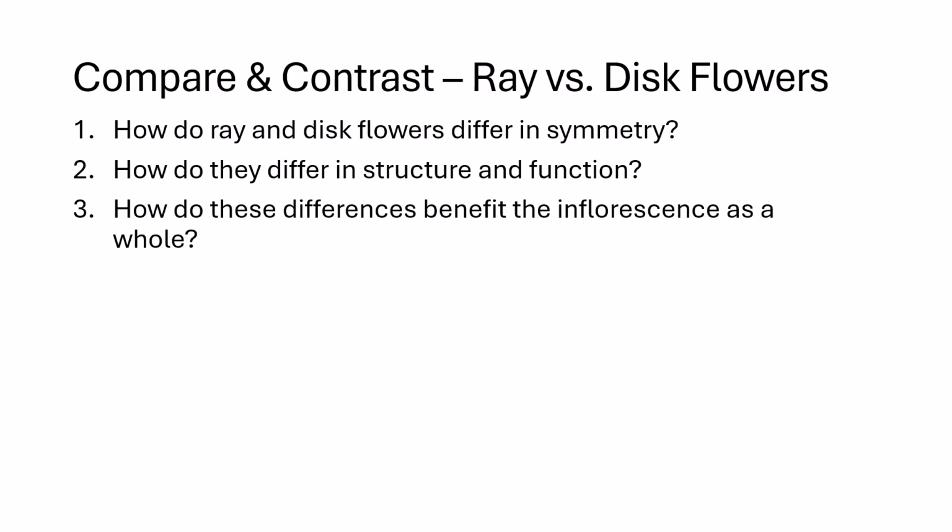Now compare ray and disc flowers. How does their symmetry differ? How does their structure differ? What role do ray flowers play? Primarily attraction. What role do disc flowers play? Reproduction. This division of labor increases pollination efficiency. Write your responses using evidence from your observations.